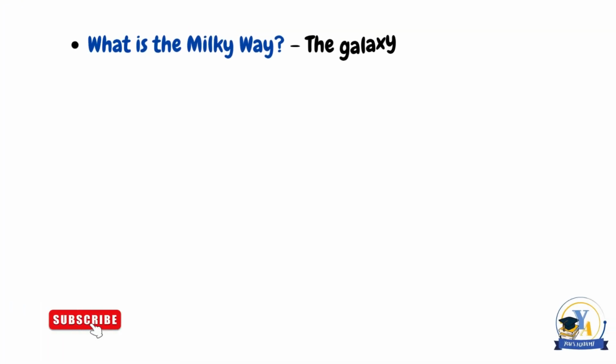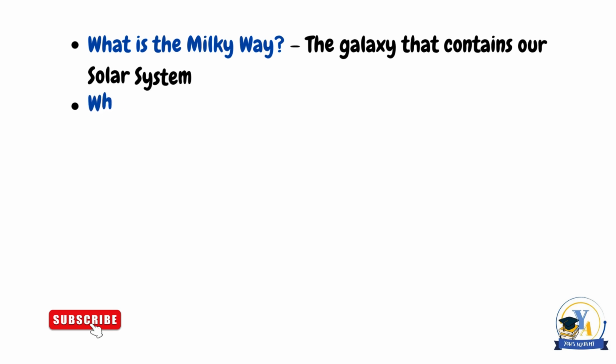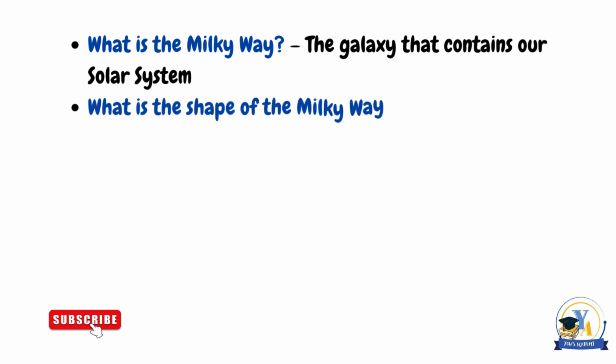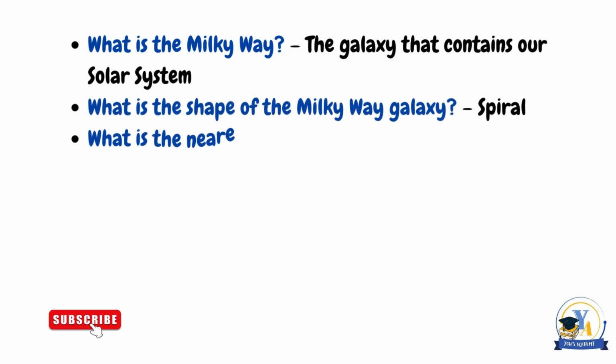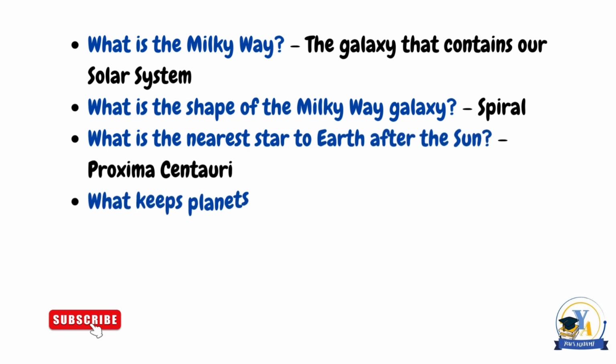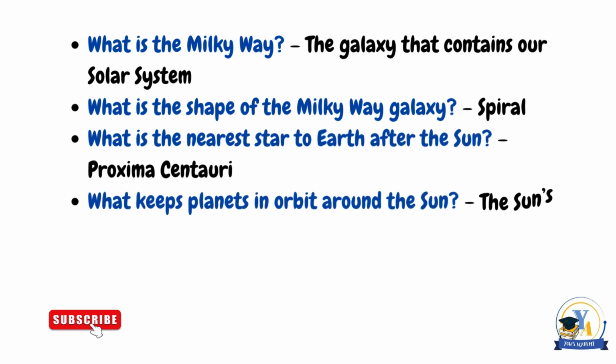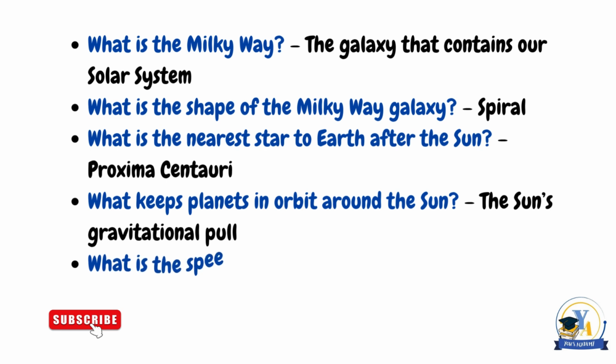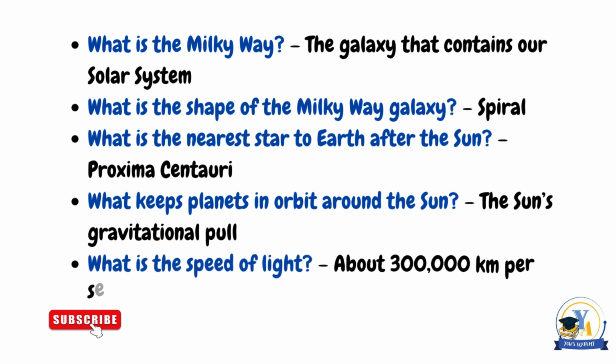What is the Milky Way? The galaxy that contains our solar system. What is the shape of the Milky Way galaxy? Spiral. What is the nearest star to Earth after the Sun? Proxima Centauri. What keeps planets in orbit around the Sun? The Sun's gravitational pull. What is the speed of light? About 300,000 kilometers per second.